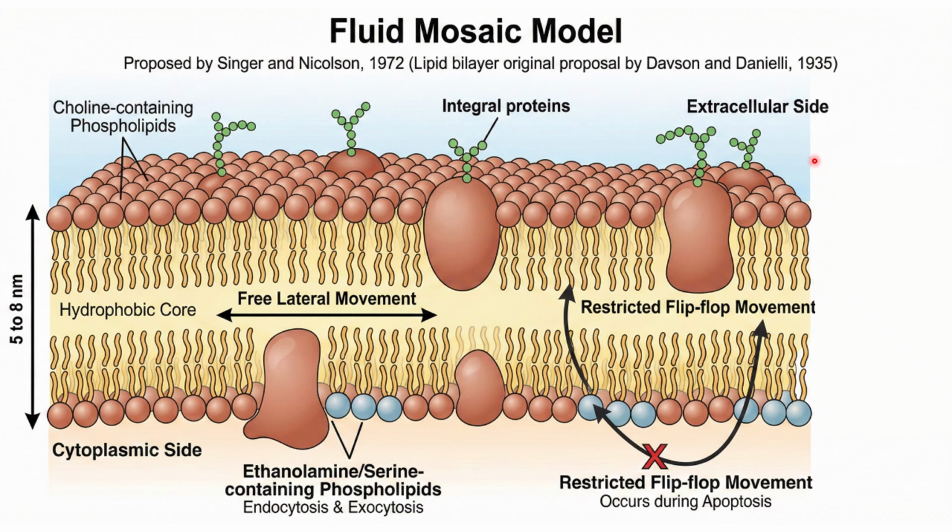So according to the fluid mosaic model, the head is 1.1 nanometers in thickness, whereas the tail is 1.5 nanometers in thickness. So each leaflet is approximately 2.5 nanometers thick. So 2.5 upper layer, 2.5 lower layer, 5 nanometers minimum thickness of the membrane. And with the middle gap, we can consider that as a 5 to 8 nanometer thick plasma membrane in the cell.